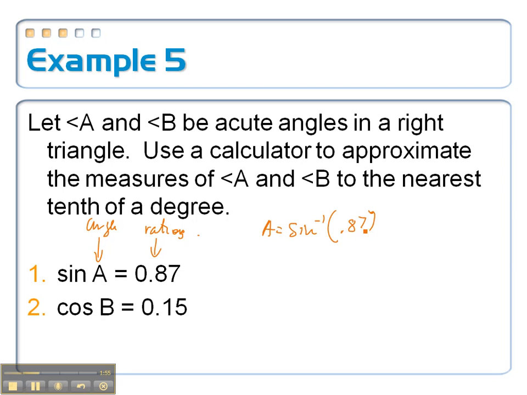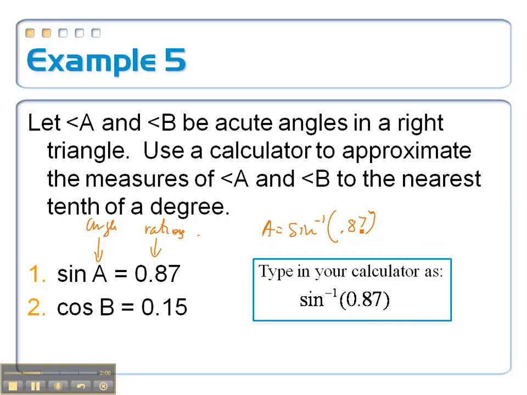So for this, it's like someone had divided the opposite side over the hypotenuse and got 0.87. The way you put that into the calculator is just inverse sine of 0.87, which is second sine 0.87, and we get approximately 60.5 degrees, rounded to the nearest tenth.